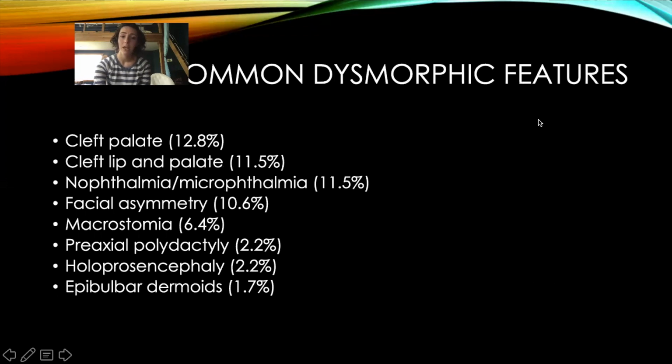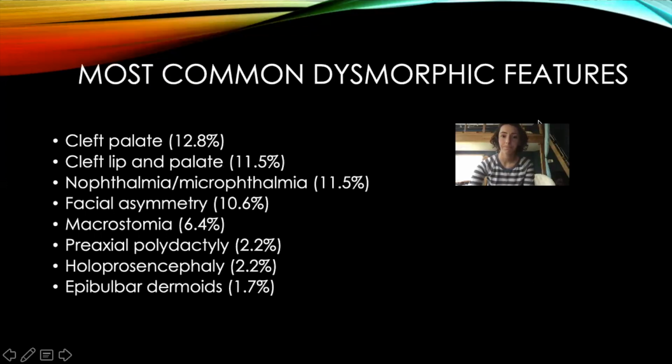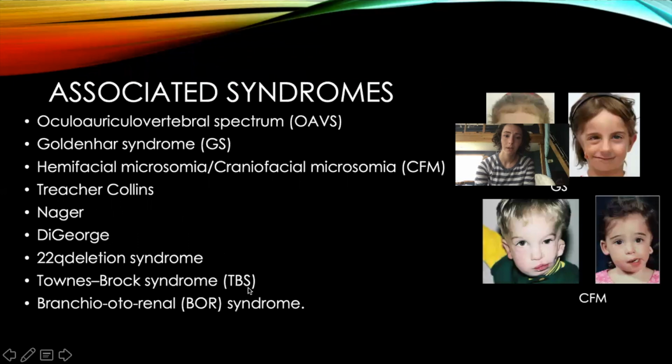So the most common dysmorphic features associated with microtia are the following. You see a lot of cleft palates, cleft lip and palate, and facial asymmetry. And I'm going to talk about these a little bit more when I go into different syndromes.